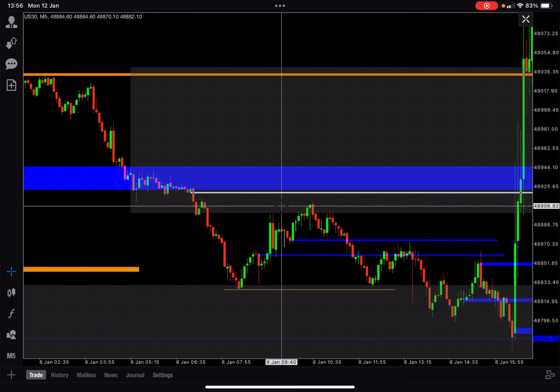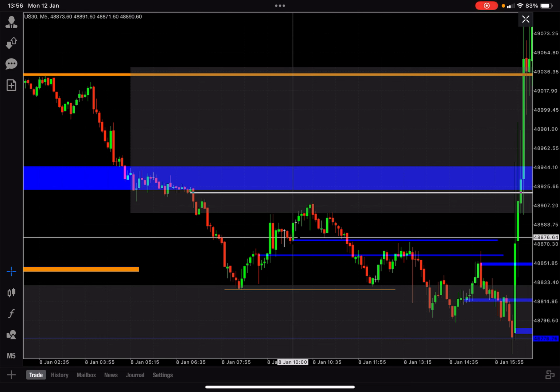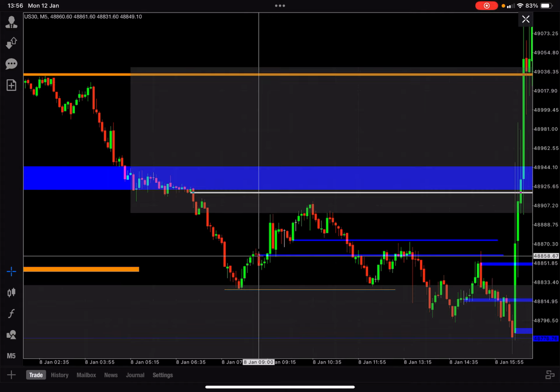Then we focus on the London Open, which is here. This level here is the London Open. That's at 8 a.m. 1 hour before that, you have the pre-London, which is at 7 a.m.